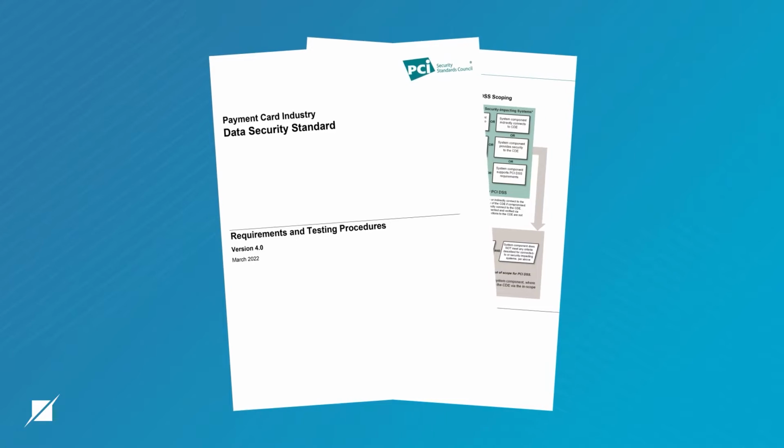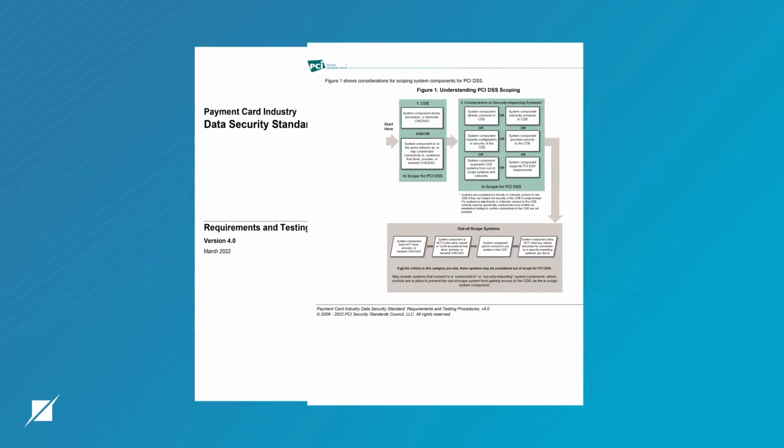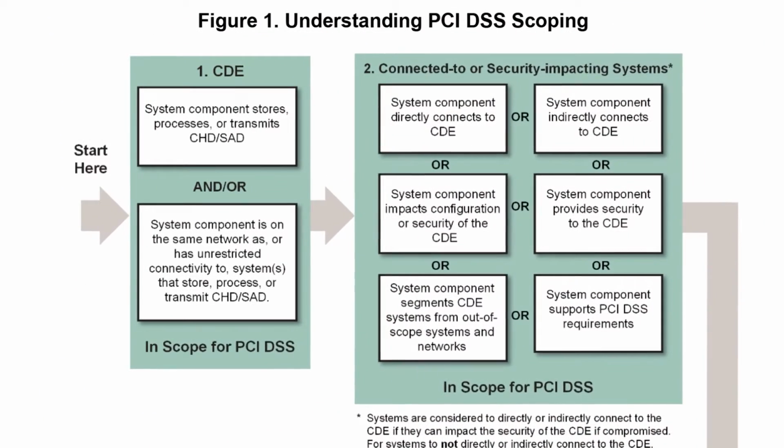Hello, I'm Matt Crane. I'm a manager here at Schellman in the PCI practice. Today, we're going to give you an overview of how scoping works within PCI DSS, specifically looking at the new version of the standard, PCI DSS version 4. As you can see here on the diagram, there are three categories that we're looking at when we're talking about systems that are in scope for PCI DSS.